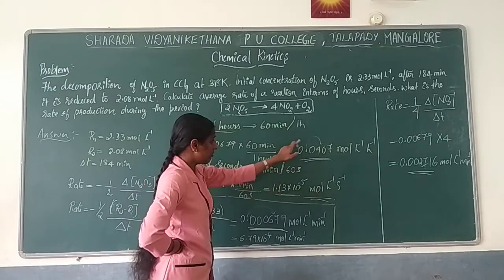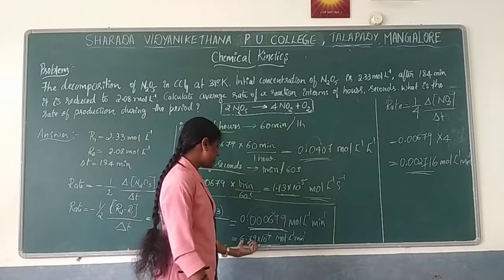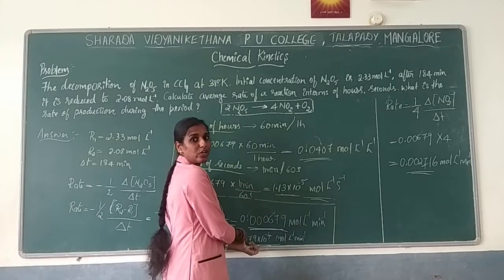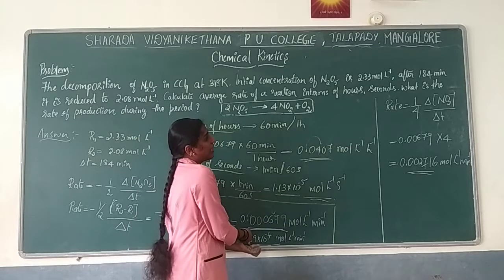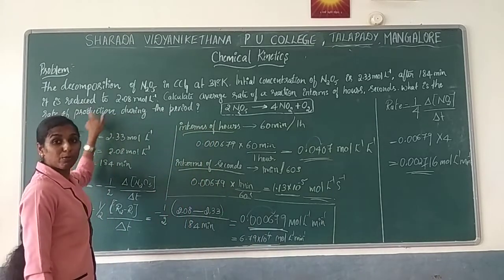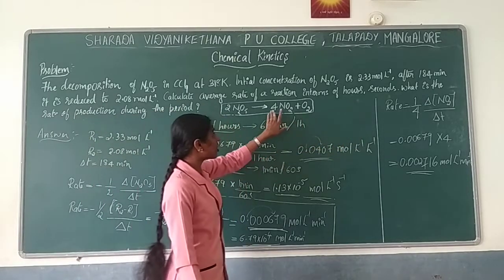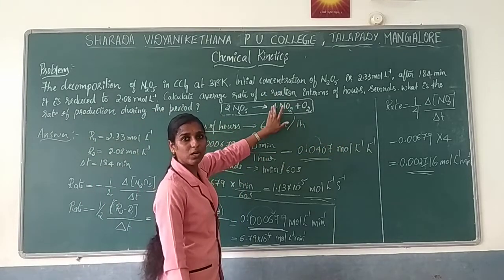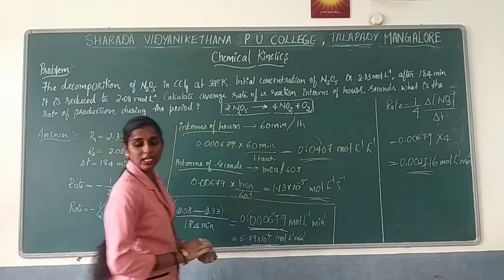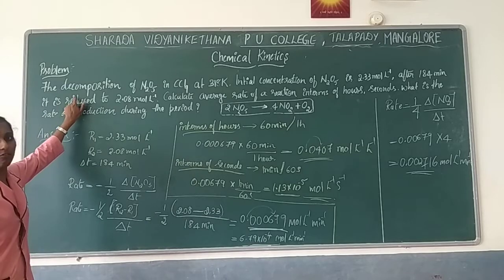In terms of hours as well as seconds you are supposed to write. And because this is the rate of the whole reaction, by using this you are going to find out the rate for the product. Take one of the products and just multiply with the stoichiometric coefficient you are writing over here. Multiply so that you will get the answer. So this is the way of solving the problem.